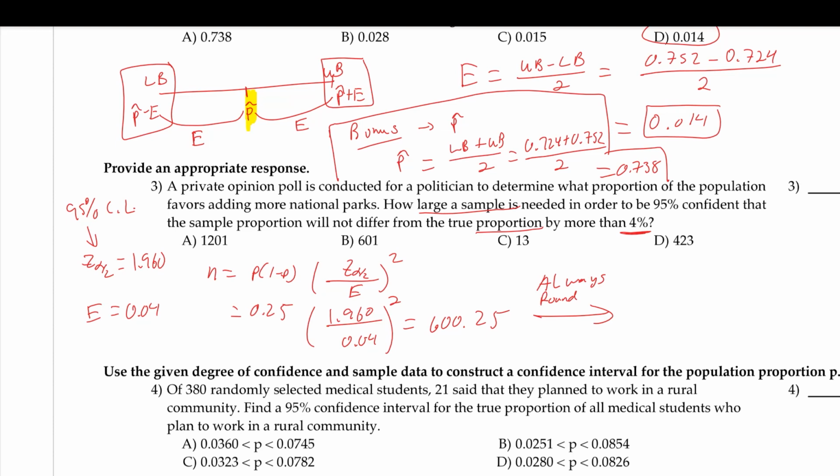Because if we round down, then we won't actually meet all the criteria required, like 95% confident or within a 4% margin of error. Okay, so if we just round up to the next whole number, then we'll make sure that we achieve those parameters there. 601. That's B.